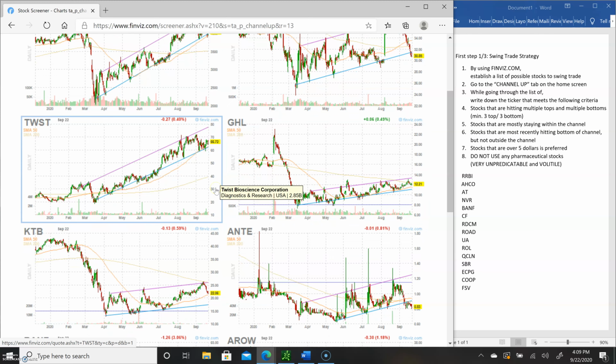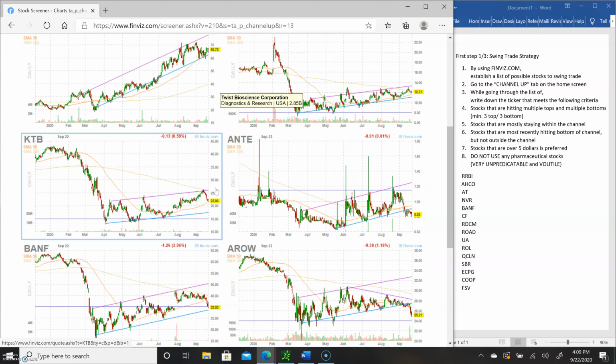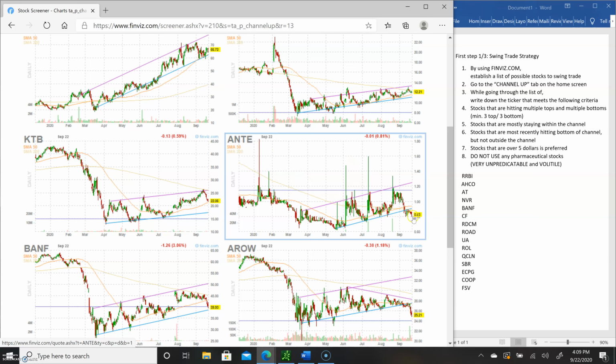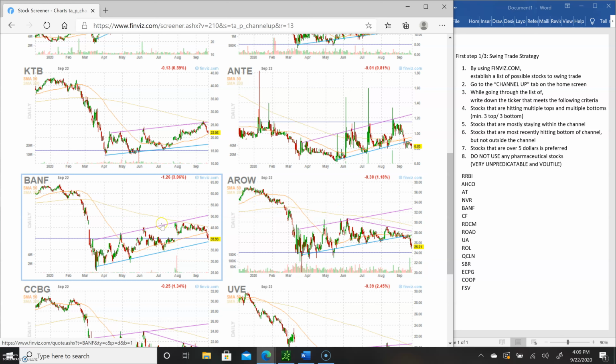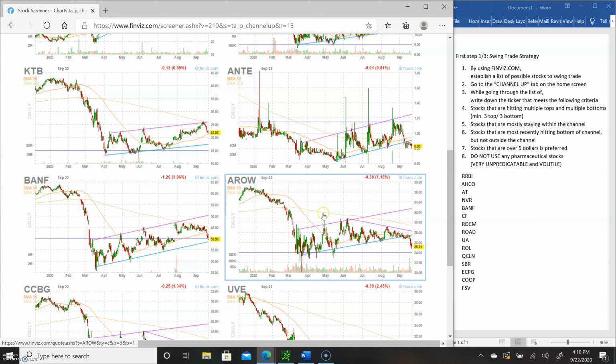So we keep looking for that bottom corner. Okay, so ANTE, it's below the bottom corner. This could continue falling. It's kind of out of its trend line. Let's not mess with that one. BANF. Okay, this one's kind of sideways, but overall it's been hitting triple tops, triple bottoms, and it's currently at the bottom right now. So we'll note that, BANF. AROW, this is way out of the channel. We're not going to mess with that one.